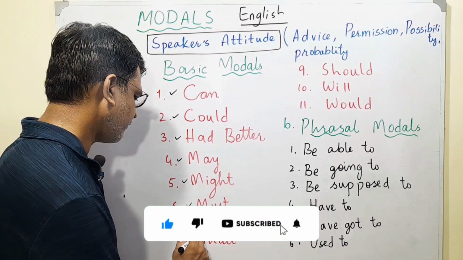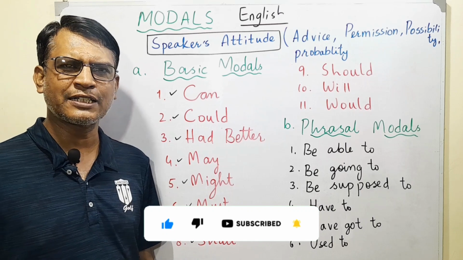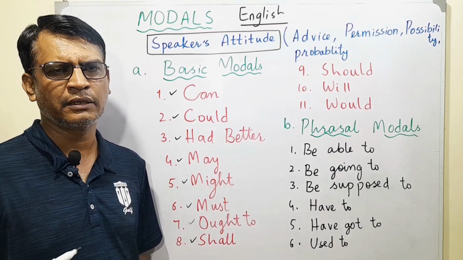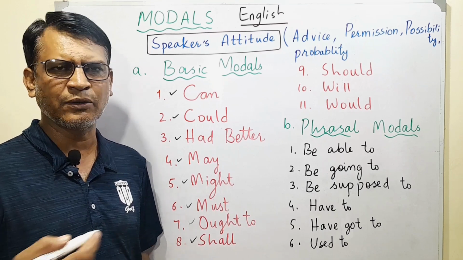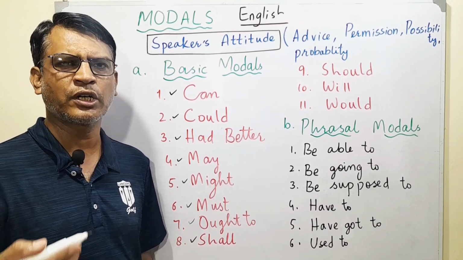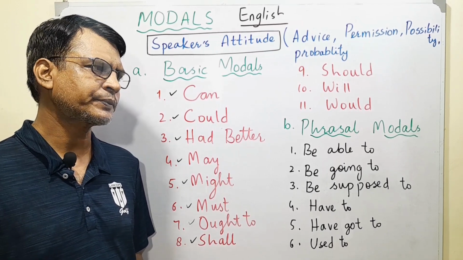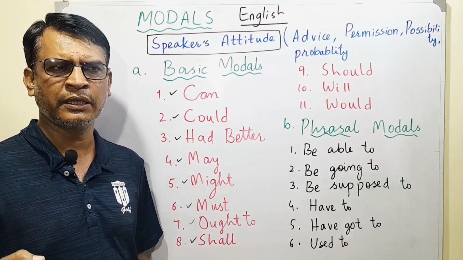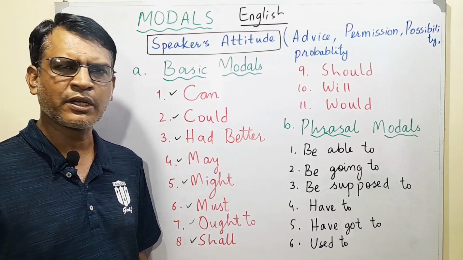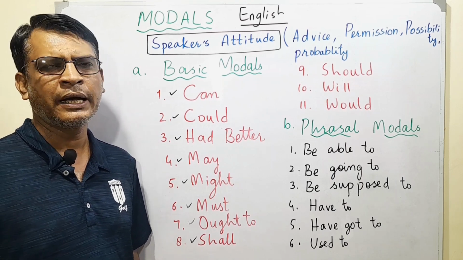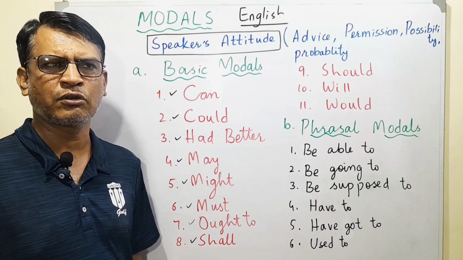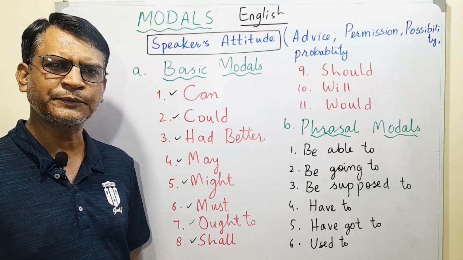Similarly, we have shall. Shall is an expression that we use to talk about the future. Sometimes we say it with I and we. So we say, I shall come tomorrow. We shall come tomorrow. Shall is also used for offers. We say, shall I help you? Shall I carry your bag? And shall is also used when we want to make suggestions. So we say, shall we go for a picnic?